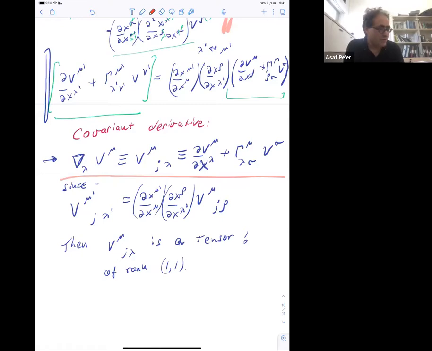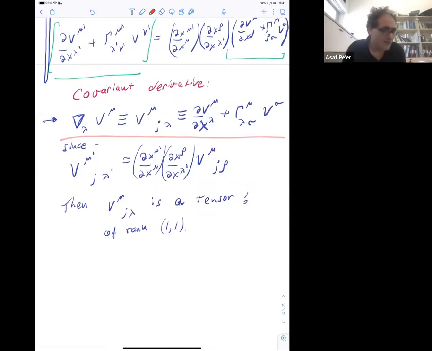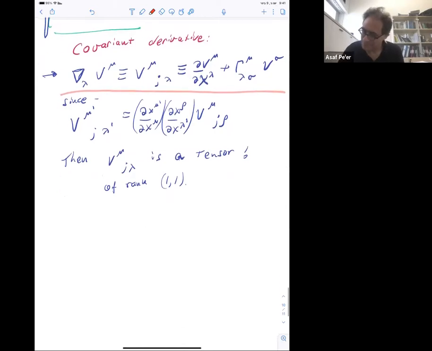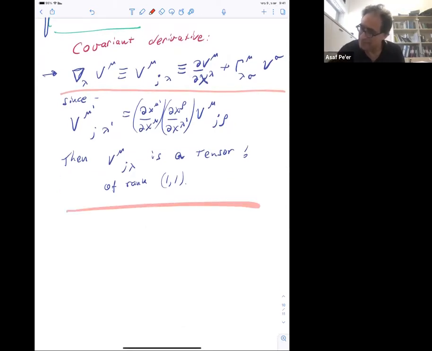If it's so natural to you, then let me ask you the following. What about the covariant derivative of a covariant vector, omega? Okay, so let's look at covariant vectors now.